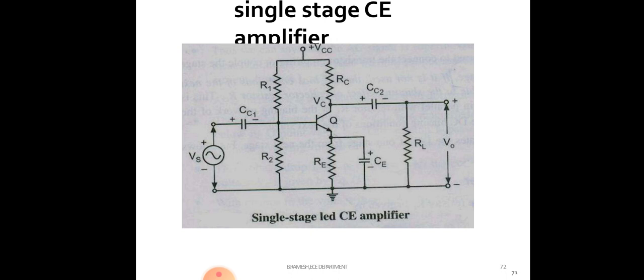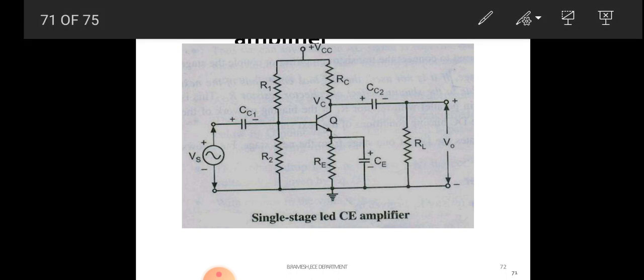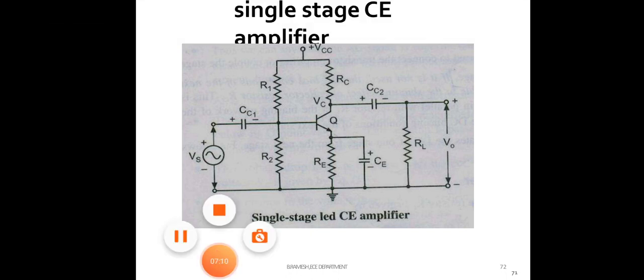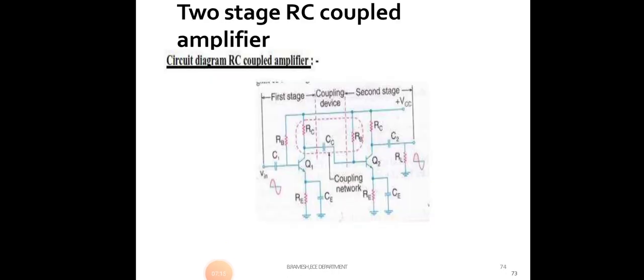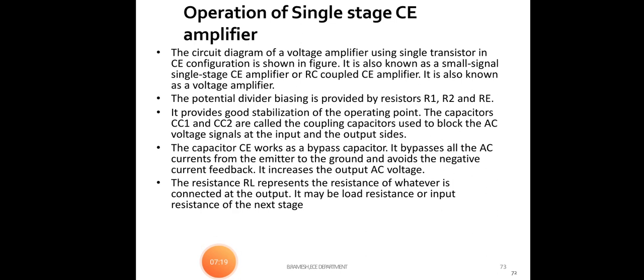And the load resistor. Next, the operation of a single stage CE amplifier. The circuit diagram of a voltage amplifier using a single transistor in CE configuration is shown in the figure. It is also known as a small signal single stage CE amplifier or RC coupled CE amplifier. It is also known as a voltage amplifier.